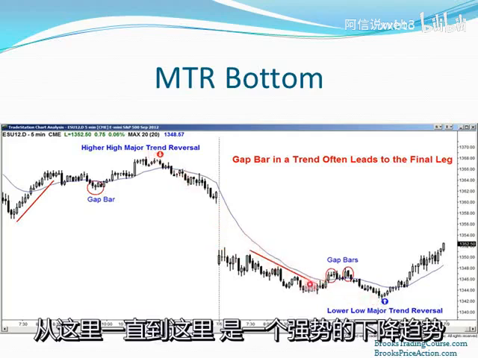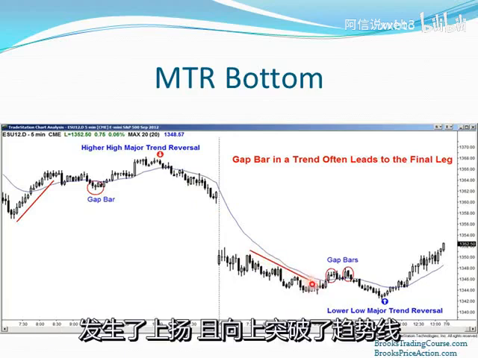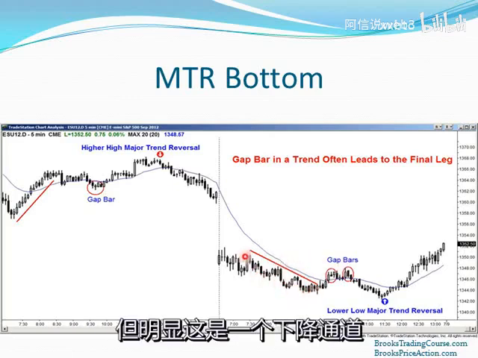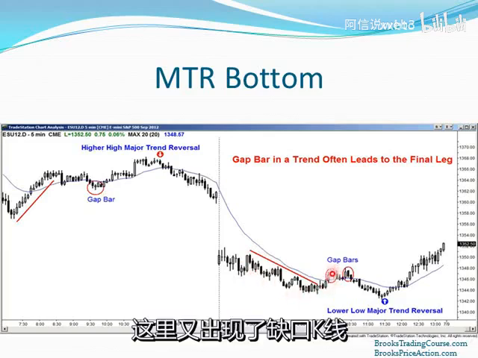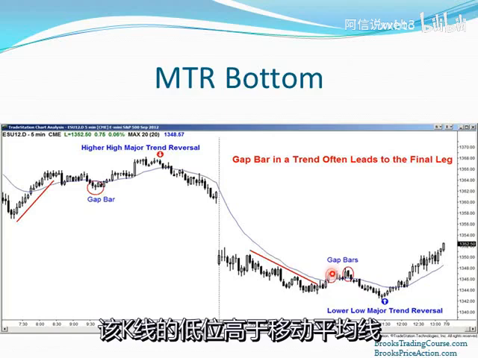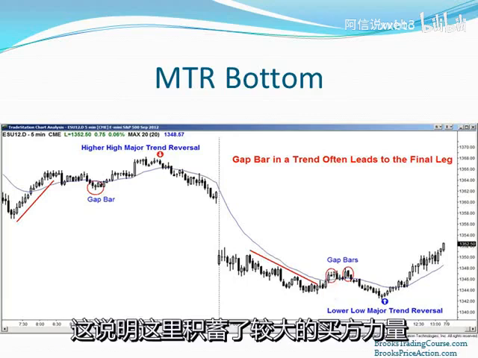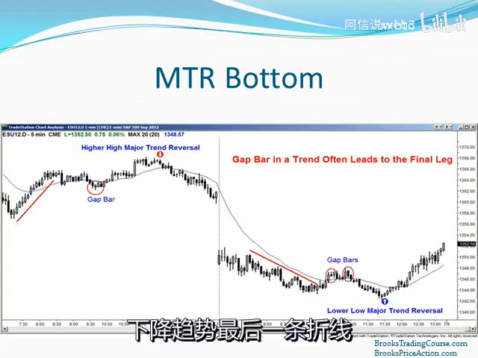Here, a bear trend all the way down to here. This segment of the bear trend had a rally that broke above the trend line. I did not draw a trend channel line below, but this is a bear channel. So we get a breakout of the channel, and we now have a gap bar, a bar with a low above the moving average. So there's a gap between the low of the bar and the moving average. That means there's pretty good buying pressure, and it could lead to the final leg of the bear before there's a reversal.